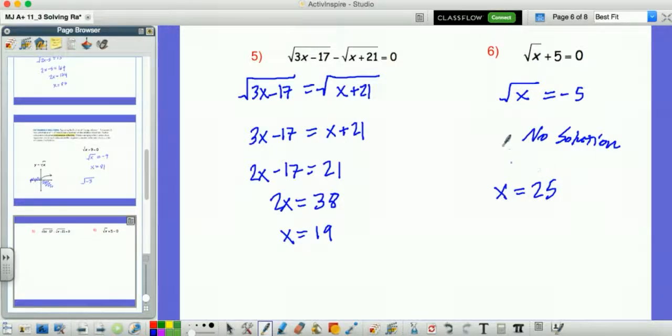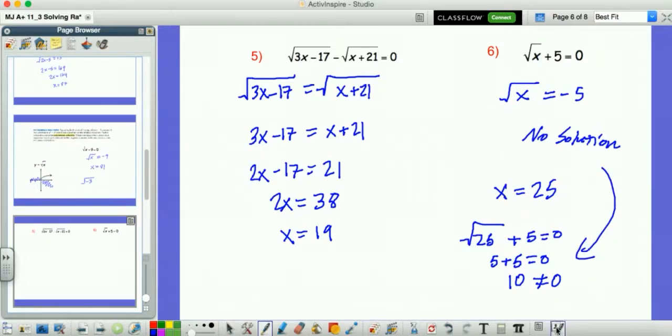But then when you replug this back in, you have the square root of 25 plus 5 equaling 0. But 5 plus 5 is 10, and 10 does not equal 0. So that'd be why we have no solution in this case. So just be aware that you might not have a solution to all of these. So just be sure to go back and check your work. So that does wrap us up for 11.3.